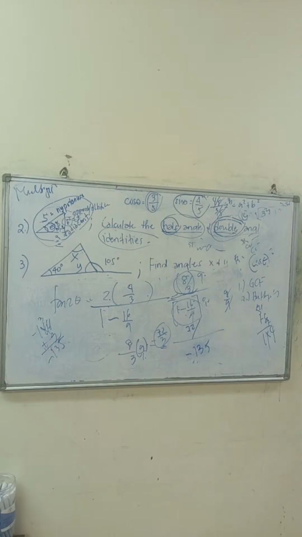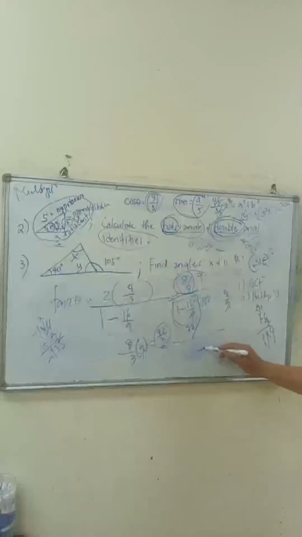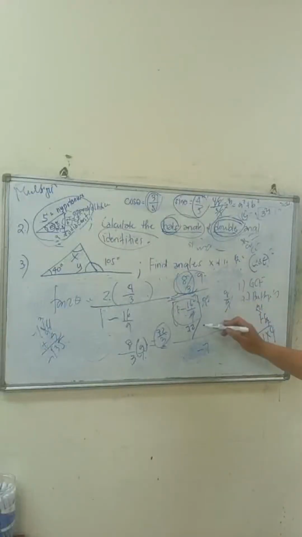Okay. So if you want to cancel, cancel directly. If you want to follow the traditional way, you can also. This is the traditional way. But if you want the direct way, you can do that also. Cancel. So this is 9 minus 16, that is negative 7. Okay, negative 7. And this one is 72 over 3.